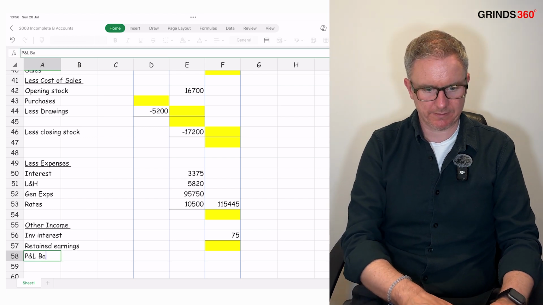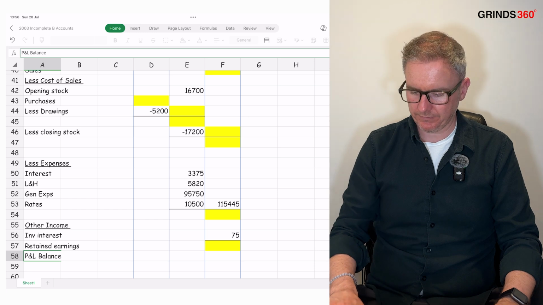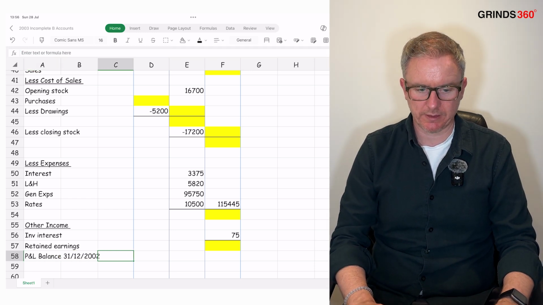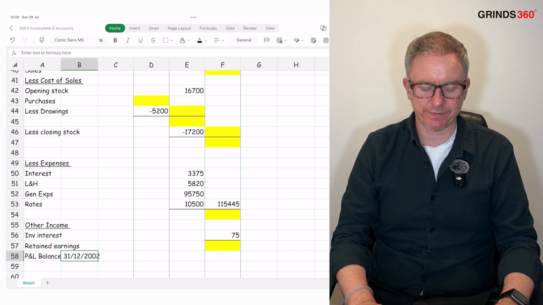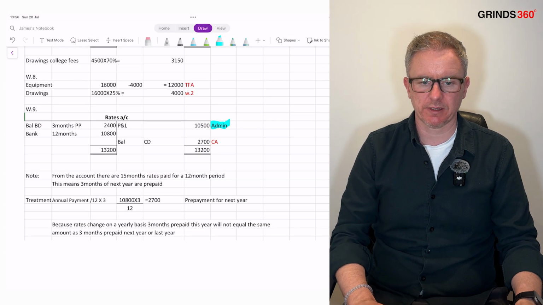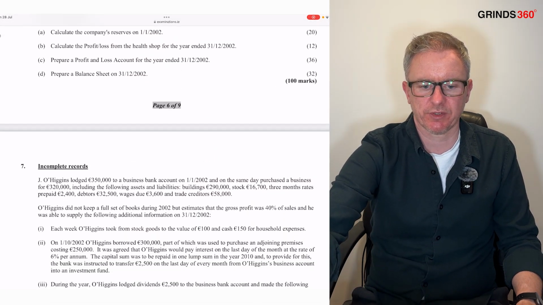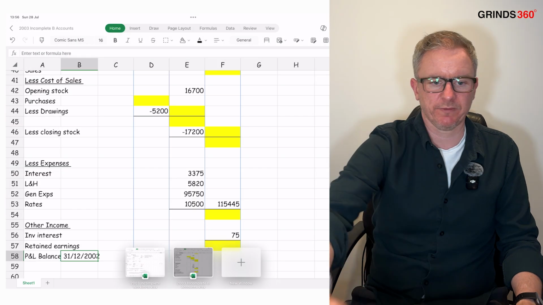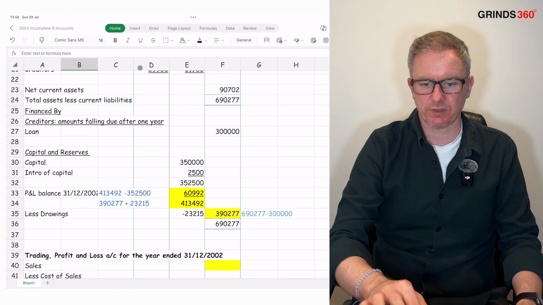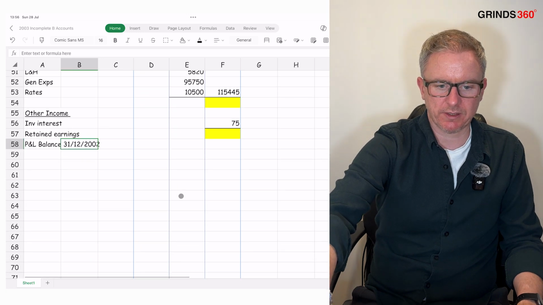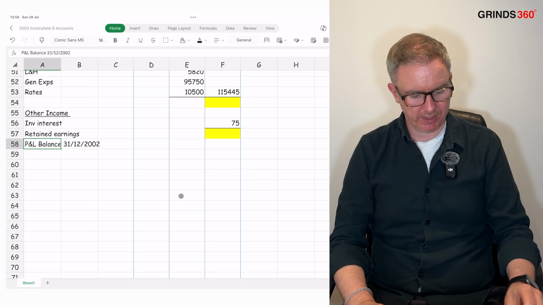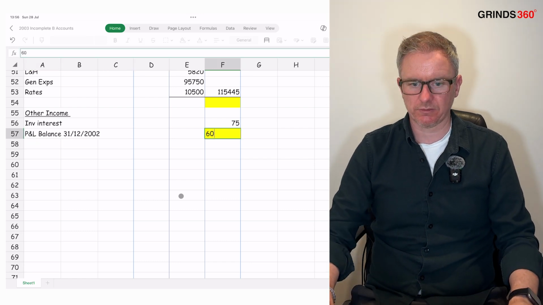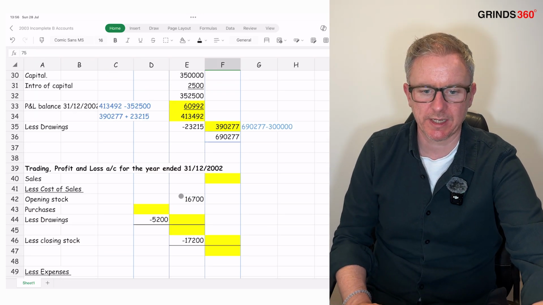We have a P&L balance, 31st of 12, 2002. And we can go straight to that P&L balance because we don't have anything from the start of the year. The question doesn't tell us that there was profit transferred from last year or anything like that. So that P&L balance is going to come from up here, the 60992. So that retained earnings figure is actually that P&L balance.